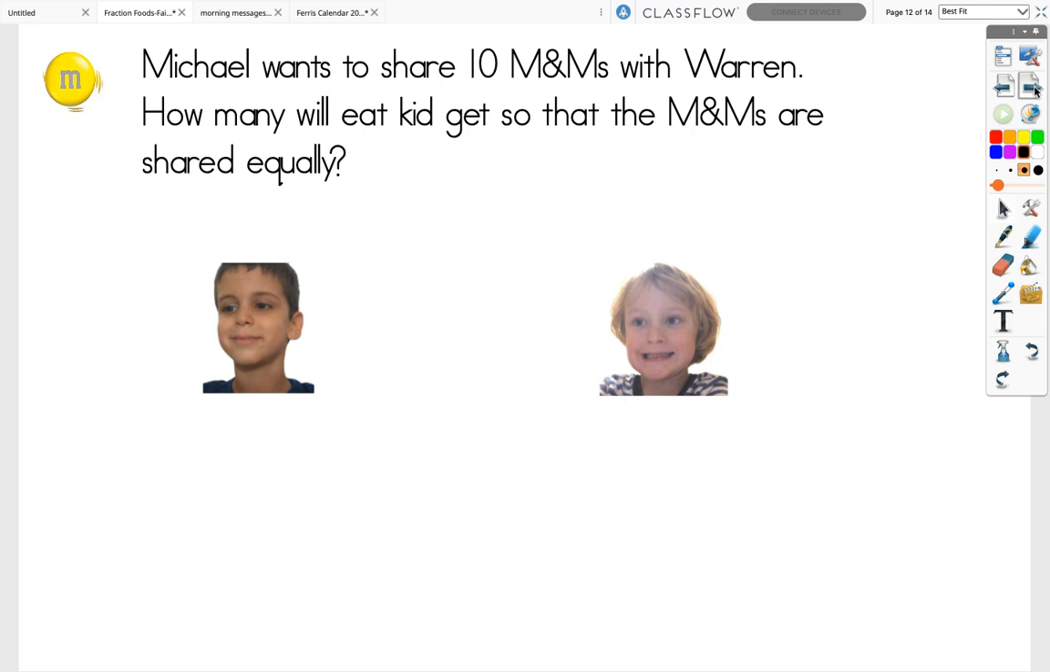It says, Michael wants to share 10 M&Ms with Warren. How many will each kid get so that the M&Ms are shared equally?